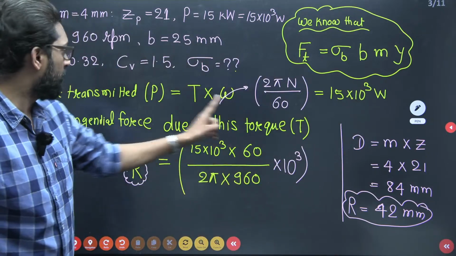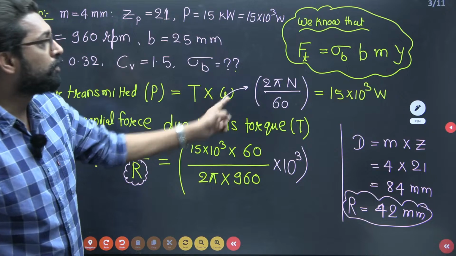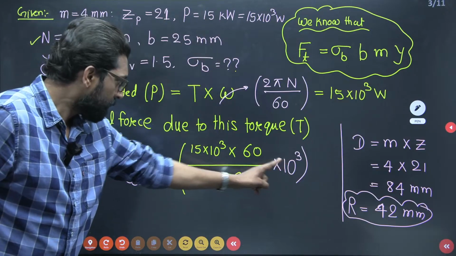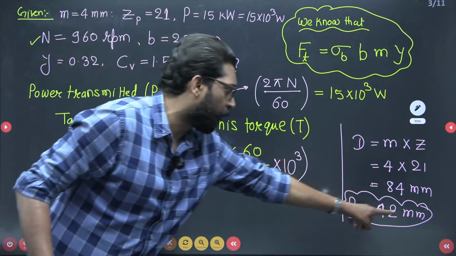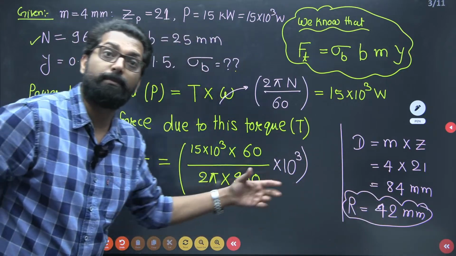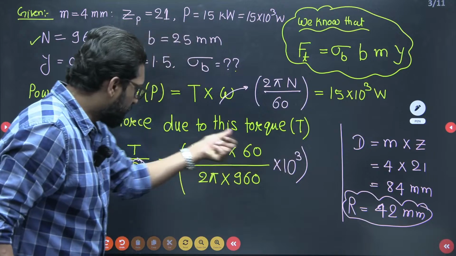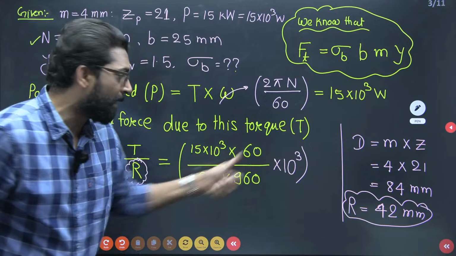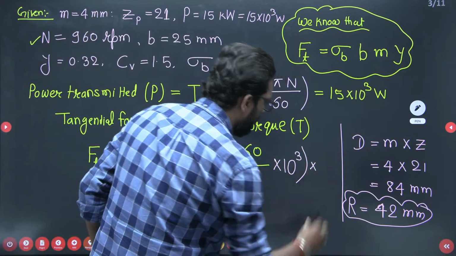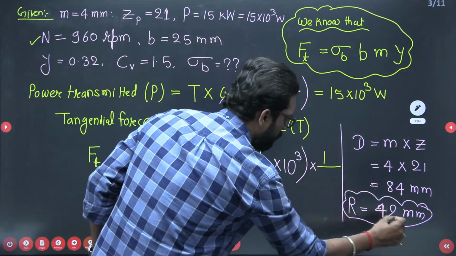What is the torque unit? Newton mm. So this is your Newton meter. If you do not multiply by 10 to the power 3 and put 42 mm, there is a chance of mistake. So this is your Newton meter multiplied with 10 to the power 3, that is your Newton mm, divided by 42.